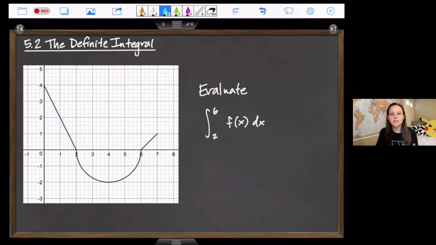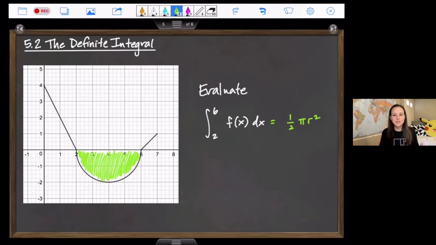Same function f of x, this time our definite integral is from x equals 2 to x equals 6. So let's shade that area. So the area between the function and the x-axis from x equals 2 to x equals 6. And again, I'm going to try to focus on doing this with an area equation. That looks like a semicircle. So we're going to use the fact that the area of a circle is pi r squared. I've only got half of a circle here. So we're going to say this is 1/2 pi r squared.